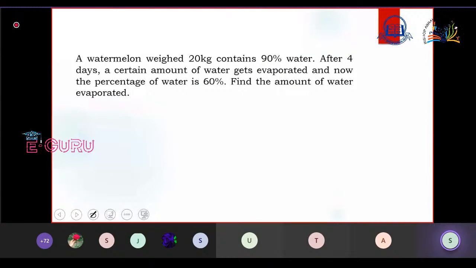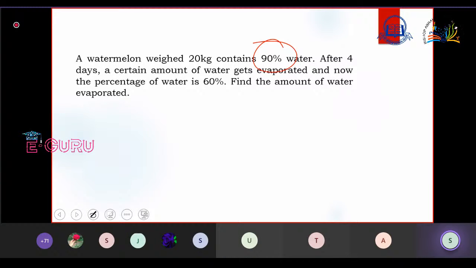Another question, another type. A watermelon weighing 20 kg contains 90% water. After 4 days, a certain amount of water gets evaporated, and now the percentage of water is 60%. Find the amount of water evaporated.